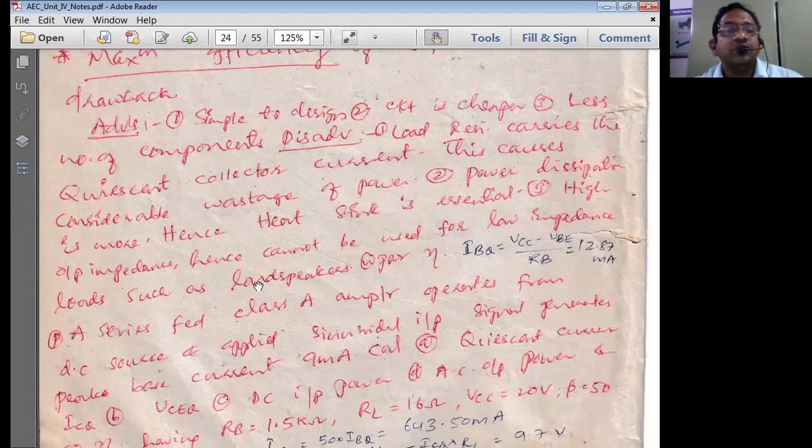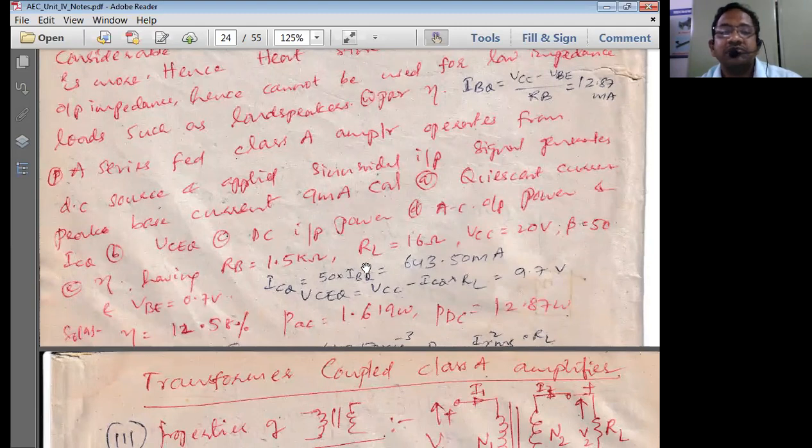Load resistance is going to carry the quiescent collector current. That means load resistance should not carry the DC currents, but it is carrying that. This causes considerable wastage of power. The power dissipation is more, and hence heat sinks are essential in power amplifiers. High output impedance, and hence it cannot be used for low impedance loads. That means maximum power transfer is also very less. Efficiency is very less. Therefore, we don't use the class A type of power amplifier.